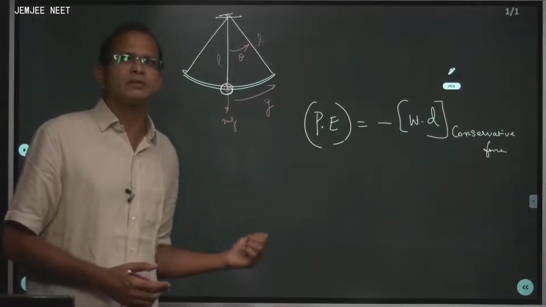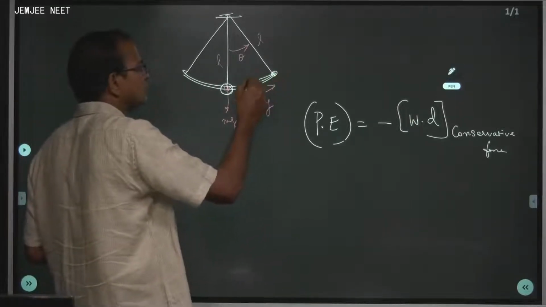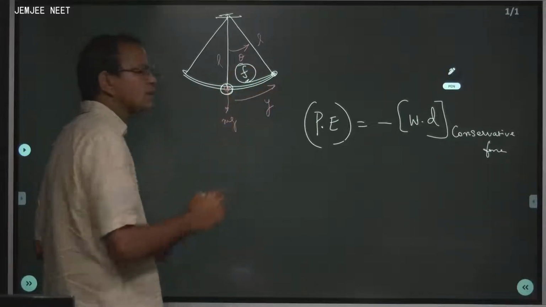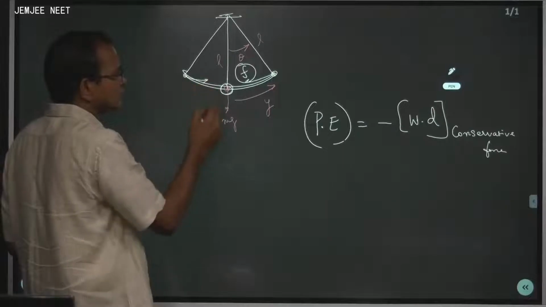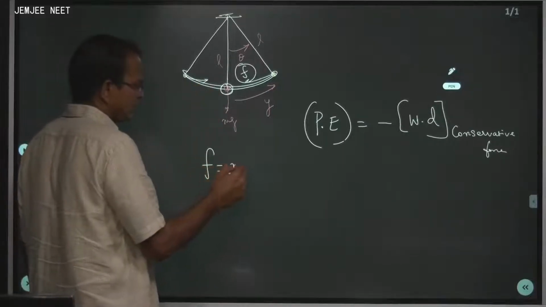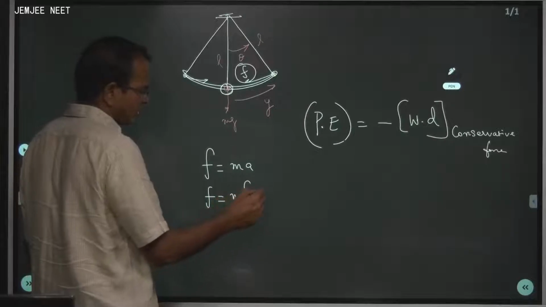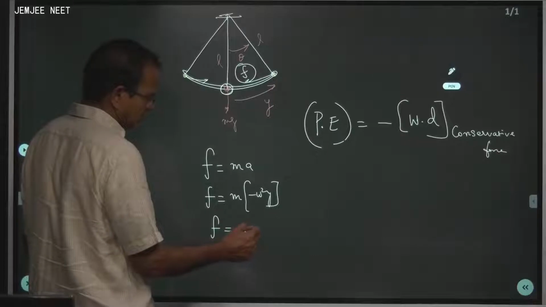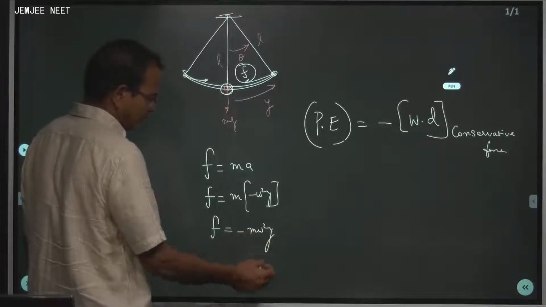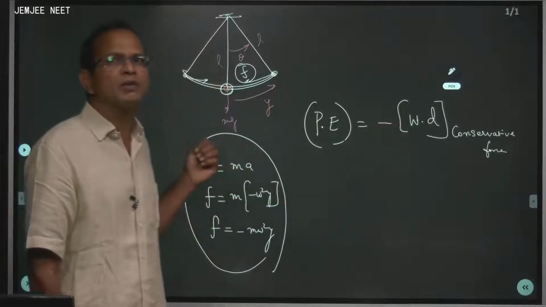Now what force do we have? The force which is pulling this pendulum back, who is that force for? That F is equal to simply ma, which is m into minus omega square times y. So F is equal to minus m omega square y is the simple force which is pulling the pendulum back, what we call a conservative force.